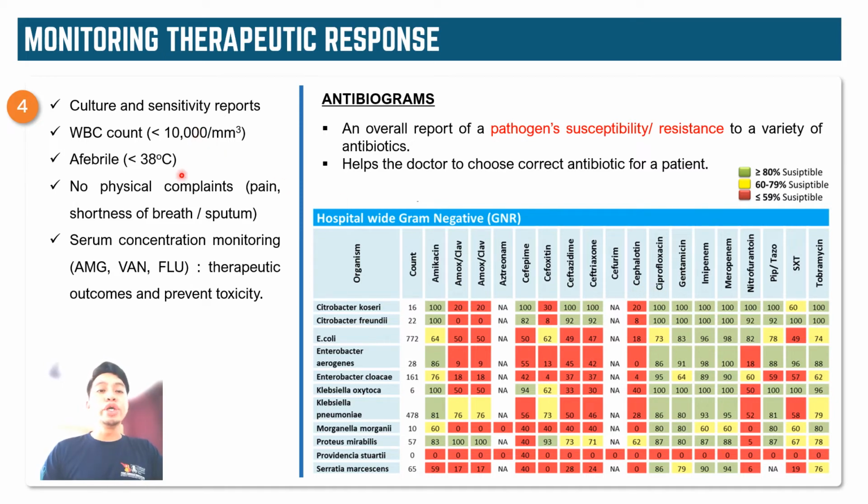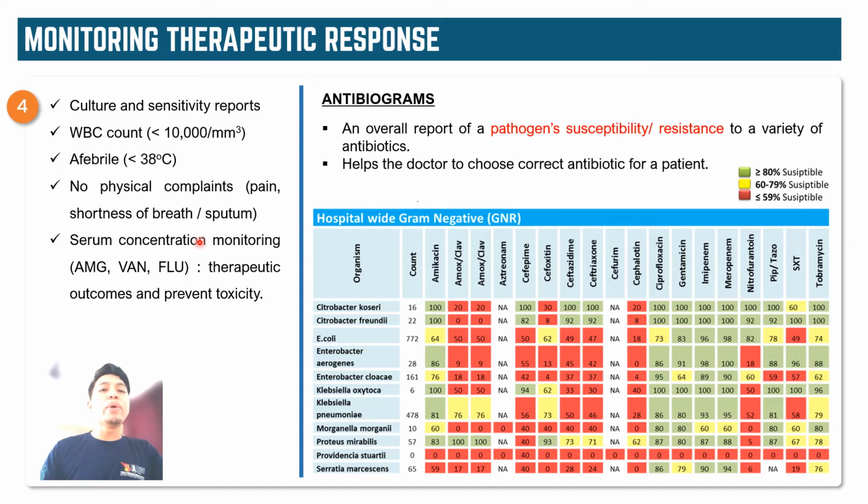So patient monitoring should include many of the same parameters used during the diagnosis of infections, including the white blood cell count, which must be less than 10,000 per cubic millimeter, and the temperature, which must be less than 38 degrees Celsius and start to normalize. The physical complaints from the patient should also diminish, such as decreased pain, decreased shortness of breath, and less cough or sputum production, and the appetite of the patient should improve. Radiologic improvement can lag behind the clinical improvement.